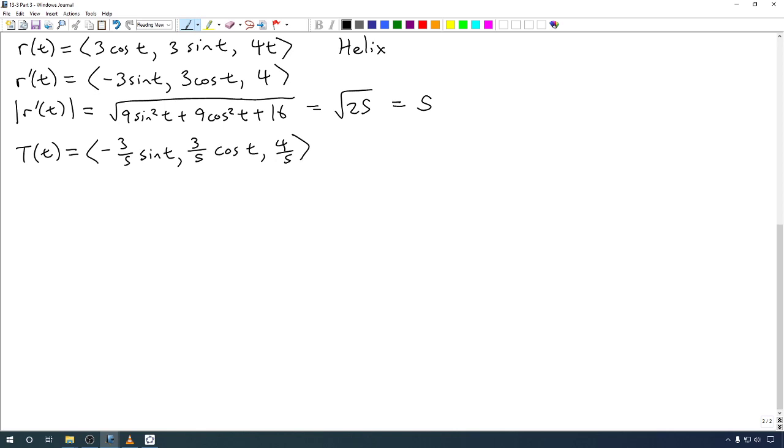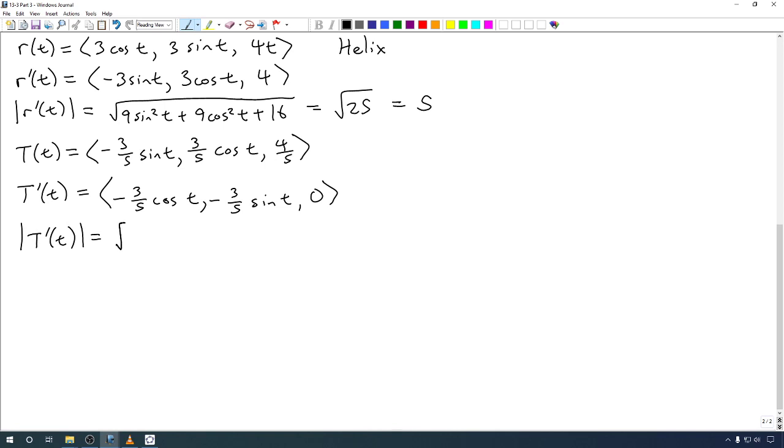It is a unit vector that's tangent to our curve. If we want the unit normal, we differentiate this again. The derivative of sine is cosine, so we have a negative 3/5 cosine. Then we have a negative 3/5 sine. And then the 4/5 just goes away. This time, this is not a unit vector already. It's going to be normal to the curve, but it's not a unit normal. So we need to find its magnitude.